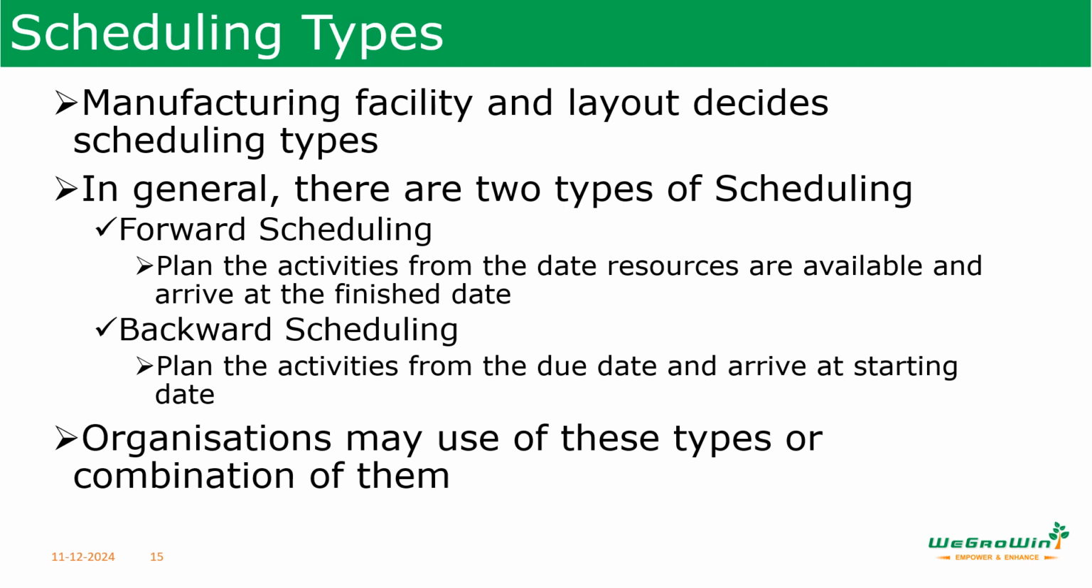In general, there are two types of scheduling: forward scheduling and backward scheduling. Forward scheduling plans the activities from the date resources are available and arrives at the finish date. In backward scheduling, we plan the activities from the due date and arrive at the start date. Your organization may use either one of these types or both of them, depending, again as we said, on the layout and the facility.